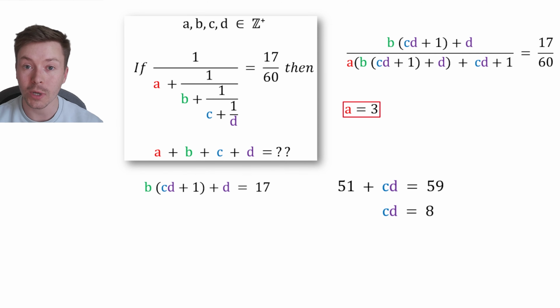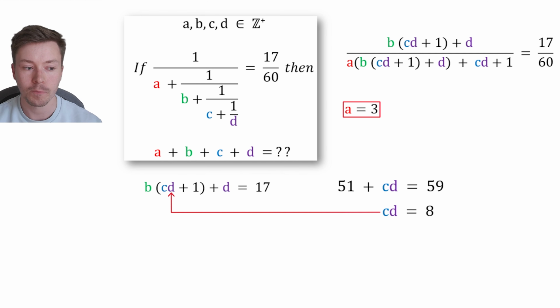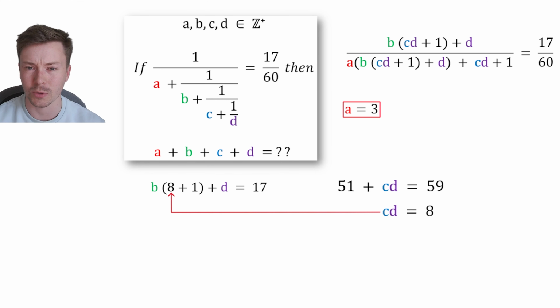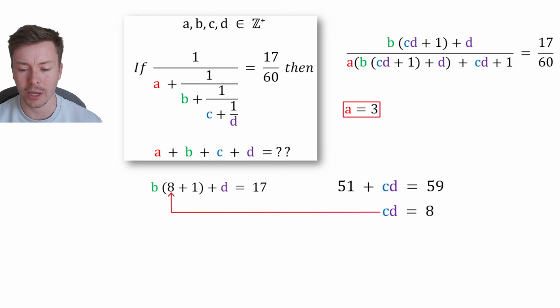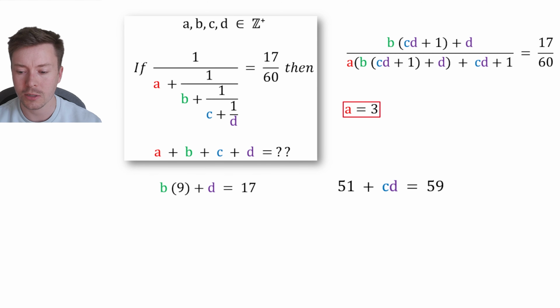What we can now do is plug that back into the other equation. So we plug that back in, and what we get is b brackets 8 plus 1 plus d. Now we can't substitute in for d because we don't know what d is yet. We could plug it in as 8 over c, but that probably is not going to help at the moment. So we're going to leave it like that. Simplify it. We get b brackets 9 plus d equals 17. And then let's write it properly: 9b plus d is 17.